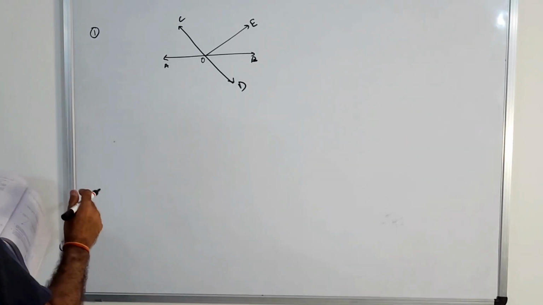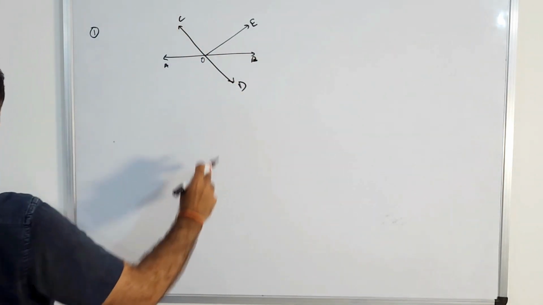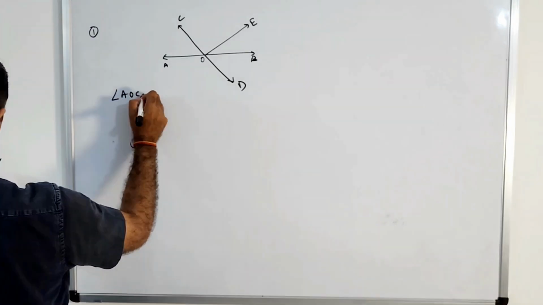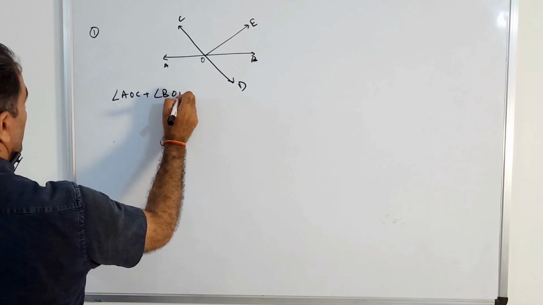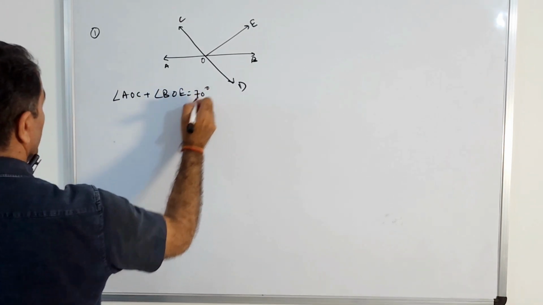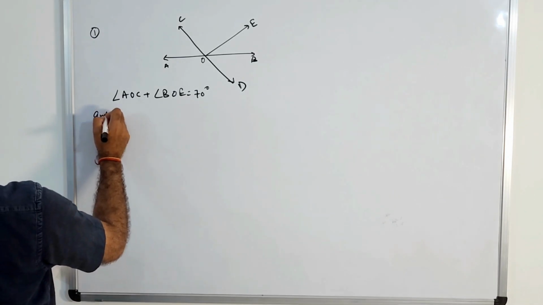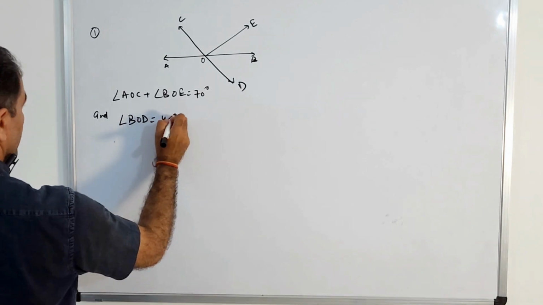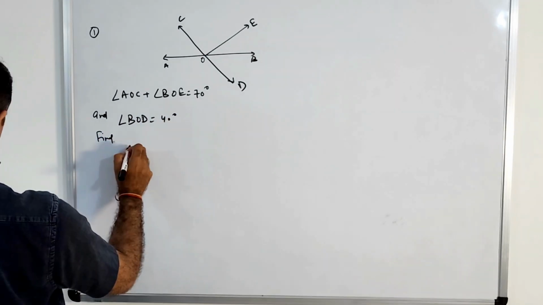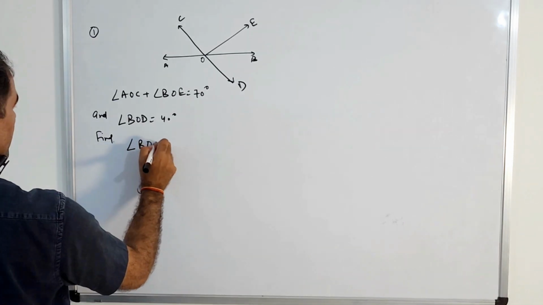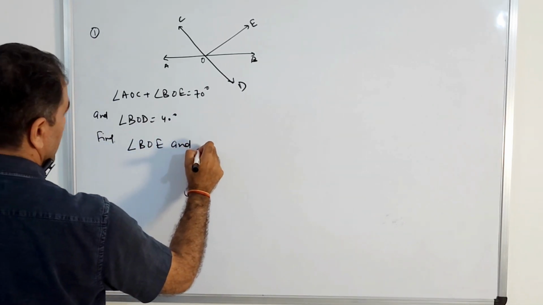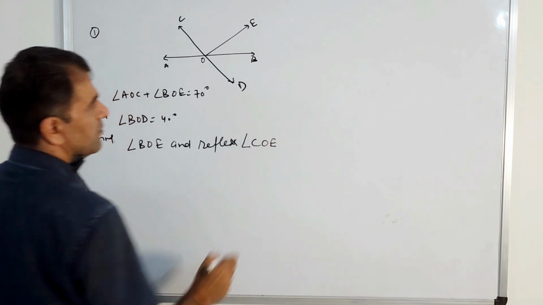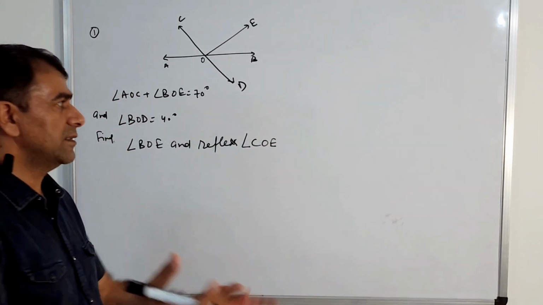So we are given that lines AB and CD intersect at O, given that angle AOC plus angle BOE equals 70 degrees and angle BOD equals 40 degrees. Find angle BOE and reflex angle COE. So this much is the sum, right?